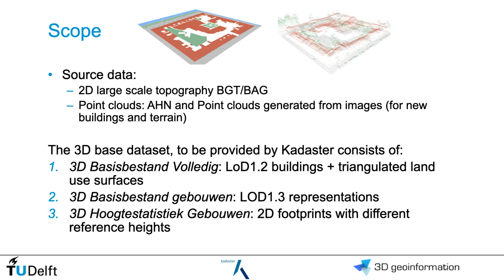Then we distinguish three parts to our 3D model. Firstly, there's a complete terrain model, which is a triangulated DTM of sorts, including LOD 1.2 buildings. Then there is a more detailed 3D building geometry layer, and this includes buildings in level of detail 1.3, more on that later. And thirdly, there's a detailed height statistics layer for the buildings delivered as a 2D vector dataset, as opposed to the previous layers, which were all 3D. Now this layer mainly contains the different elevation percentiles for each roof part and the ground elevation.